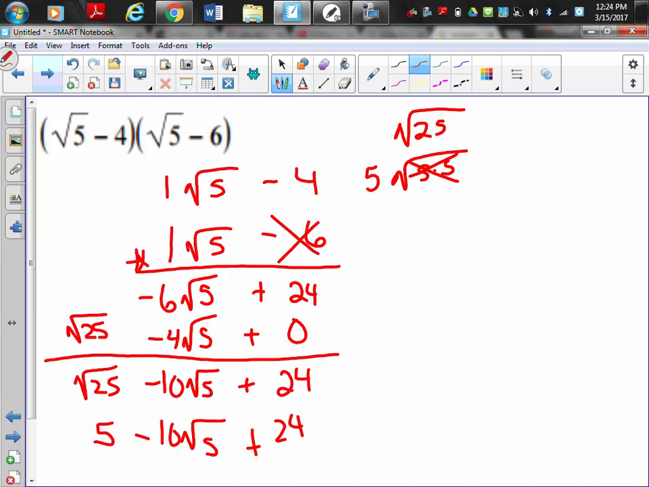Alright? Do I have anything I can put together? The 5 and the 24. So 24 plus 5 is 29.